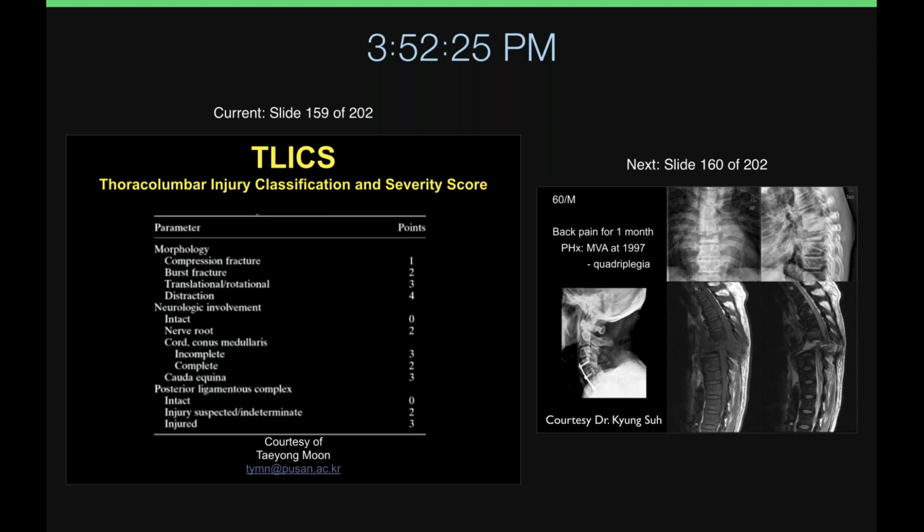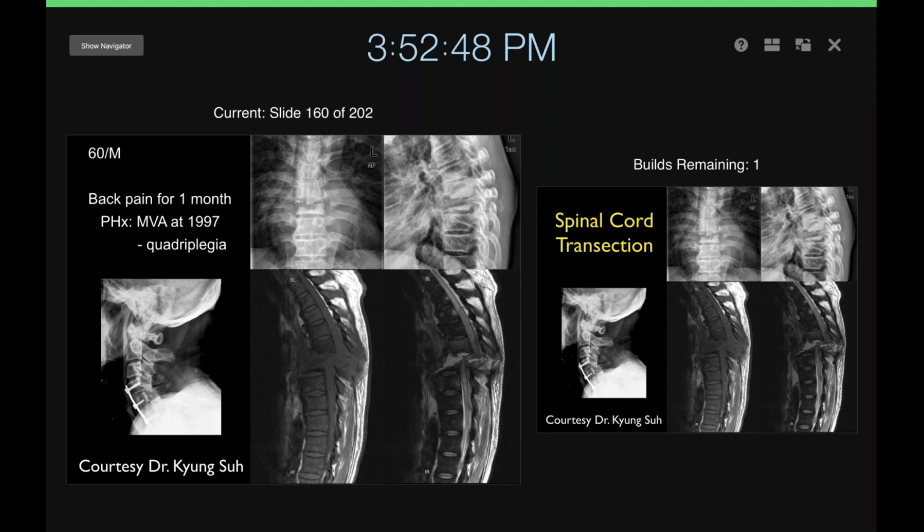But certainly the morphology of the fracture we need to describe in our reports because that's important, and involvement of the posterior elements is very important for stability. The posterior elements are important stabilizing factors. So those are the two main things that we need to talk about, as well as the cord, obviously, and any neurologic problems.